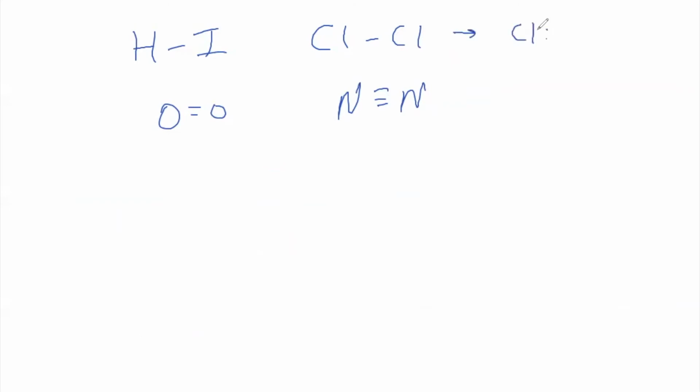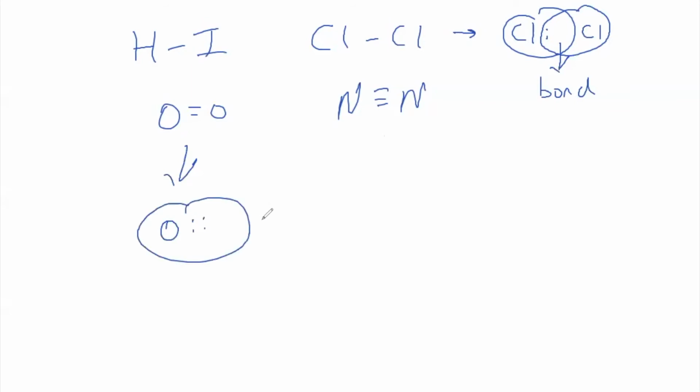So we have HI, that's a single bond. Cl2 is single. O2 is double. And then N2 is triple. A single bond is the longest and the weakest. So remember what a bond represents. It represents shared electrons. And this one right here, you could rewrite as showing these 2 electrons being shared between the 2 atoms. That's what this bond means. So if you have a single bond, they're sharing 2 electrons. A double bond, you have now 4 electrons being shared.